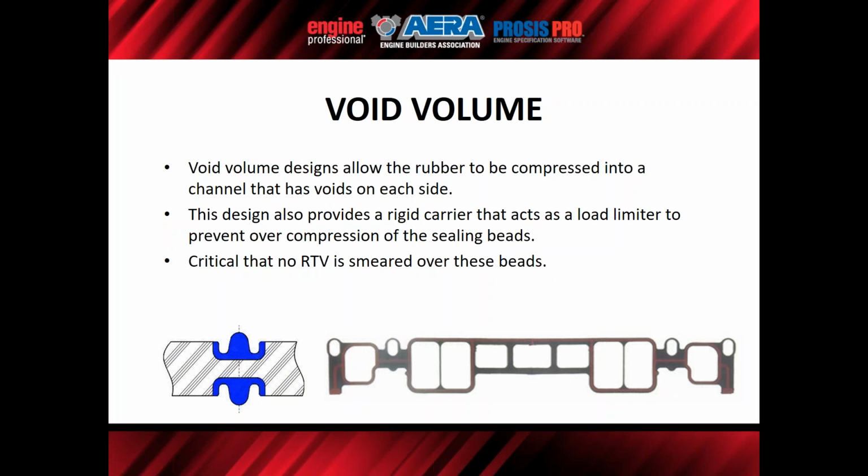So RTV should only be placed on this particular small block Chevy down here at the corner where it meets the end seal on the V-style engine. There's no need for RTV anywhere else on it. So these type of gaskets were common on GM and Ford engines in like the late 90s, early 2000s.